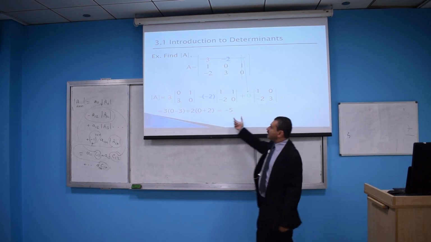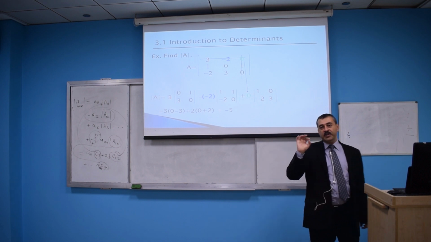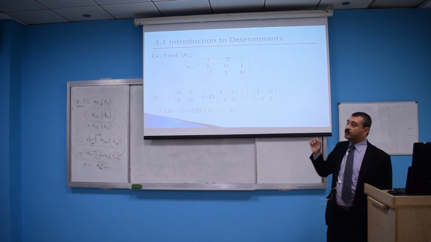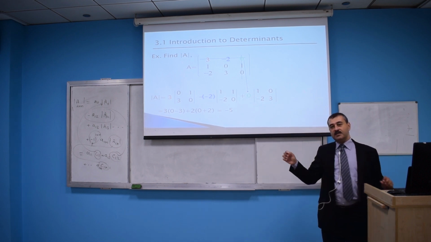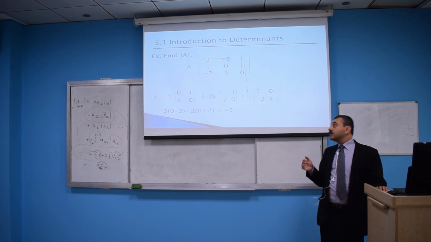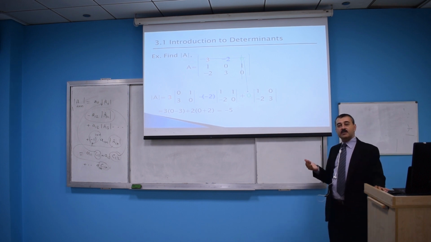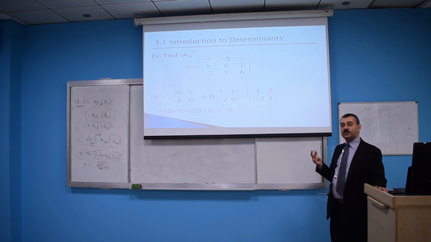Calculate these and get your final answer. So the determinant here is equal to -5. Here I used expansion using the first row entries. According to the theorem, you can use any row or any column. So actually in this example, which row or which column is better to use?